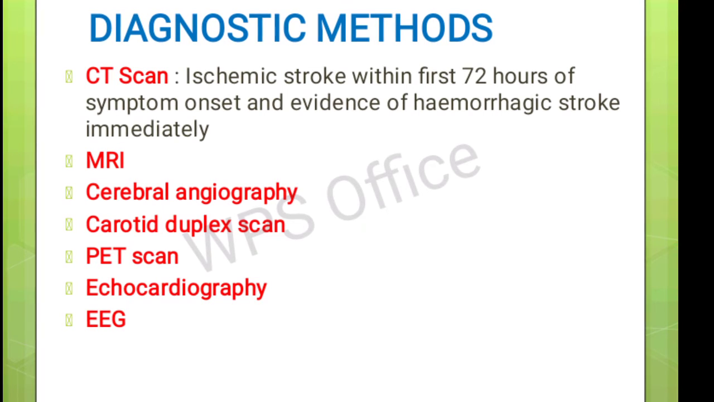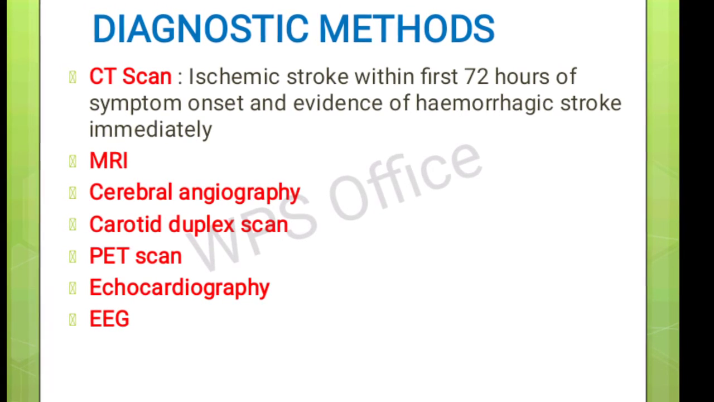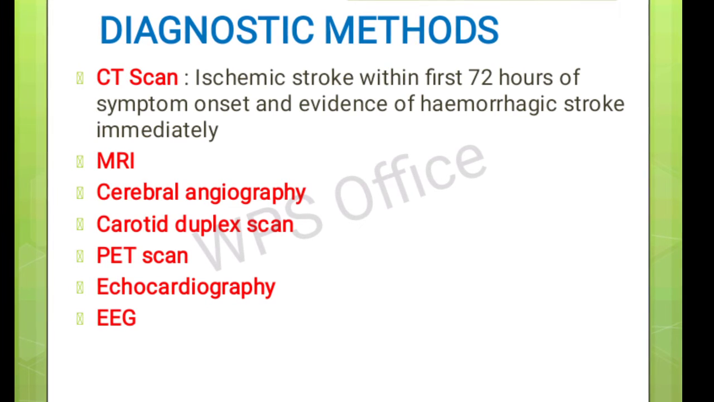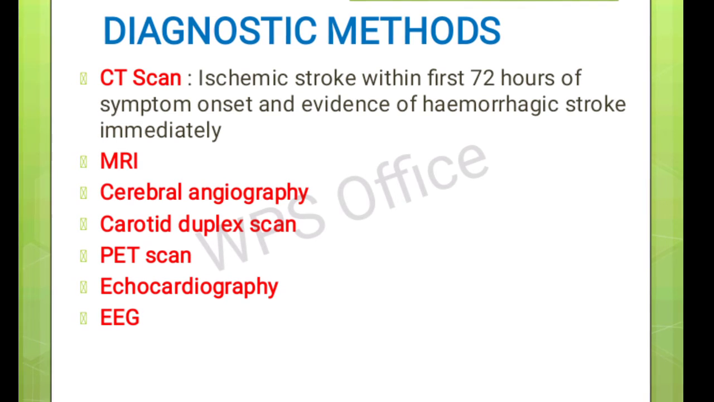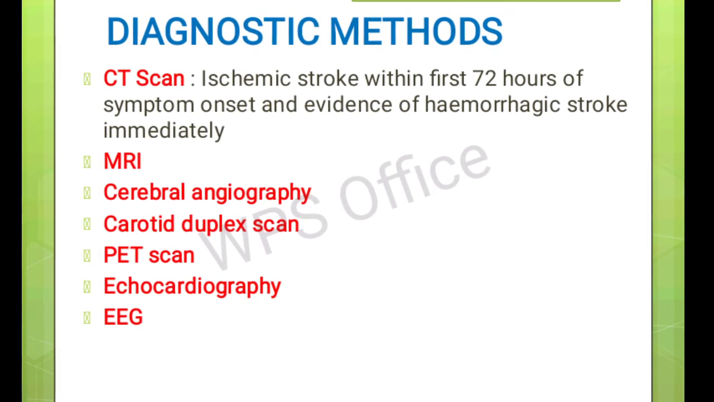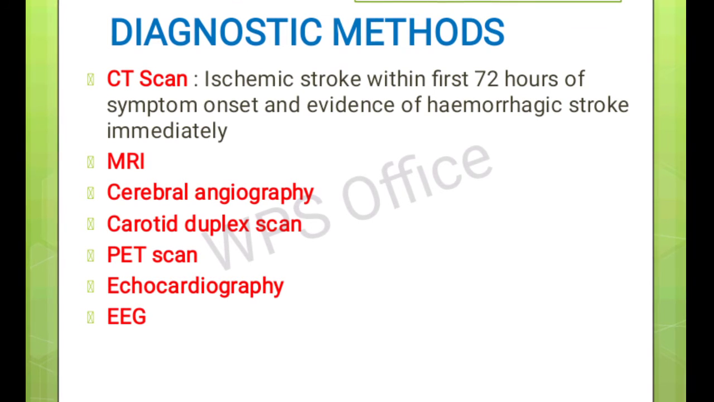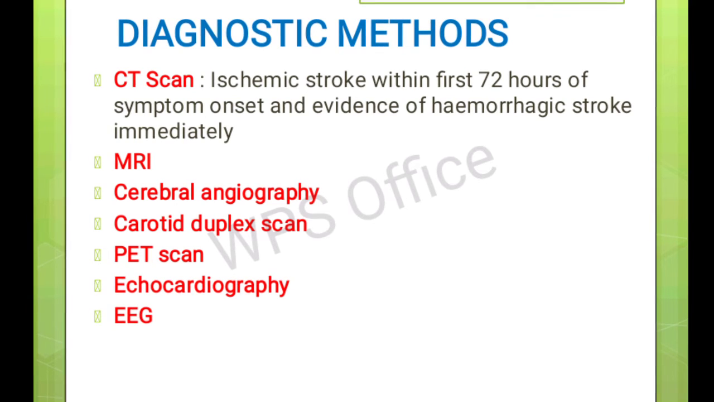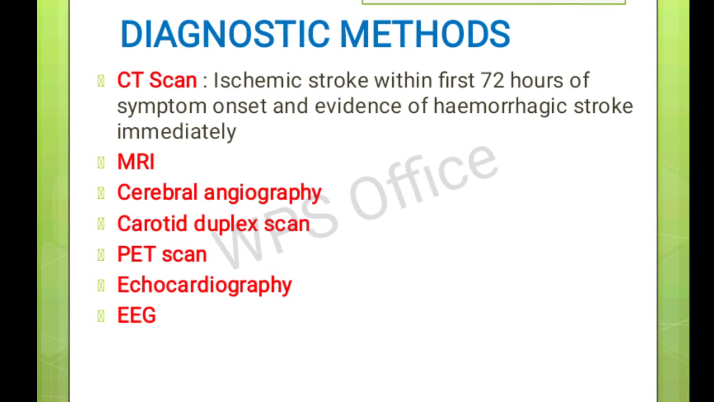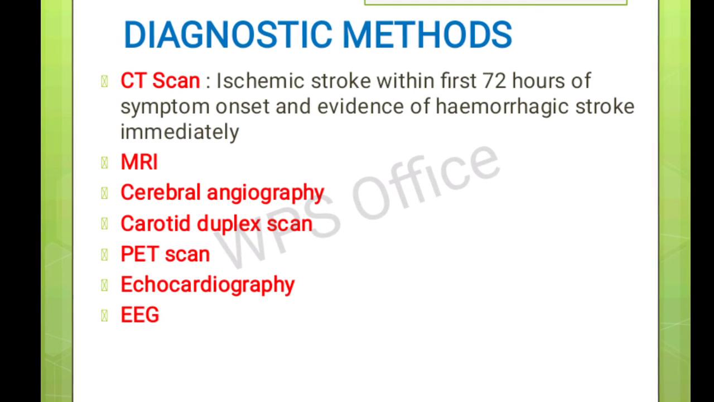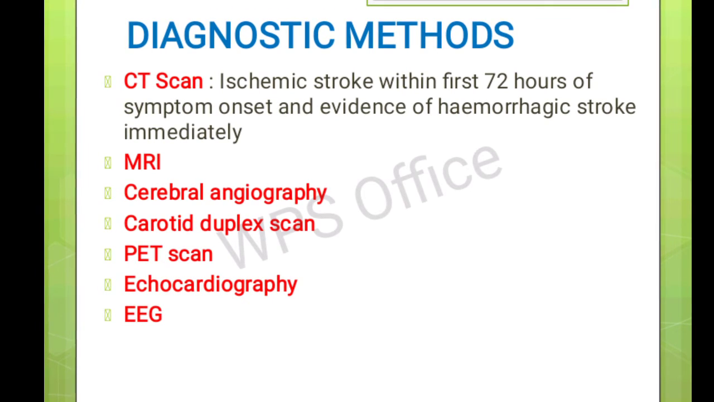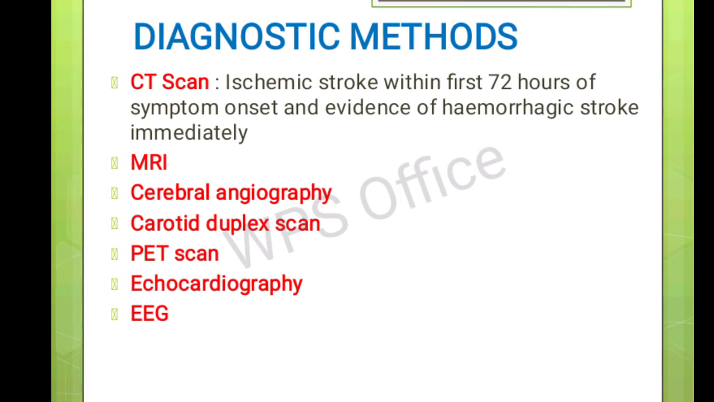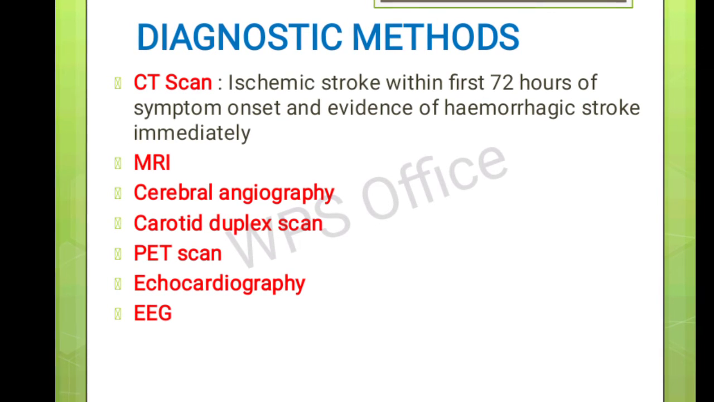Then next are the diagnostic measures. We can do the CT scan, MRI, cerebral angiography, carotid duplex scan, PET scan, echocardiography, and EEG. EEG means electroencephalography. First, in the CT scan, if the stroke is hemorrhagic, we can identify it immediately. So when the person first comes with the signs and symptoms, a CT scan can be done immediately. Then within 72 hours, the CT scan can be repeated to see whether there is an ischemic stroke or not.